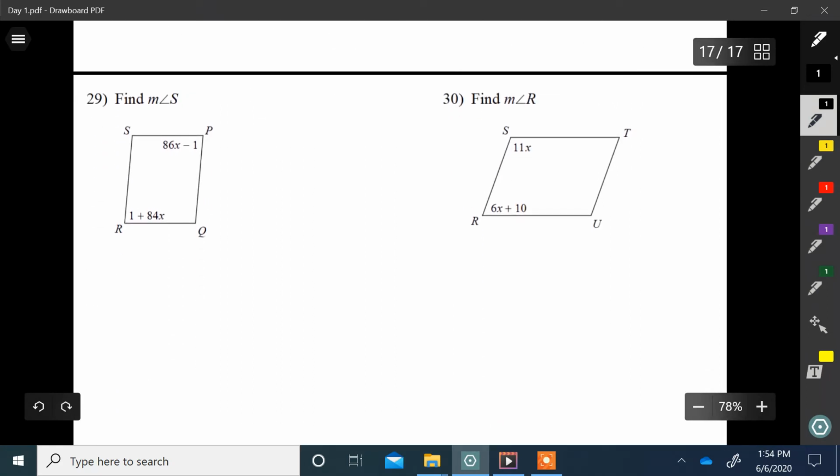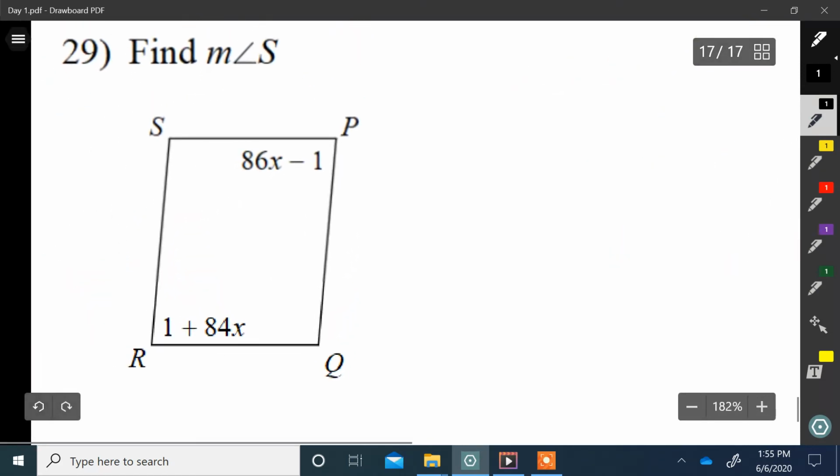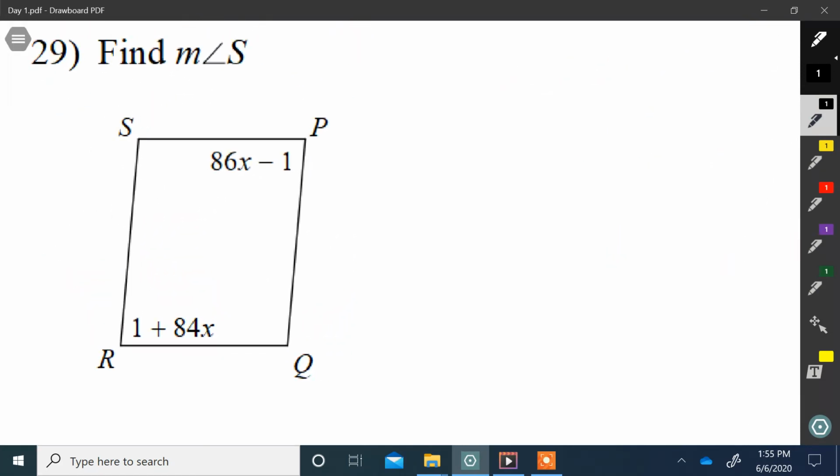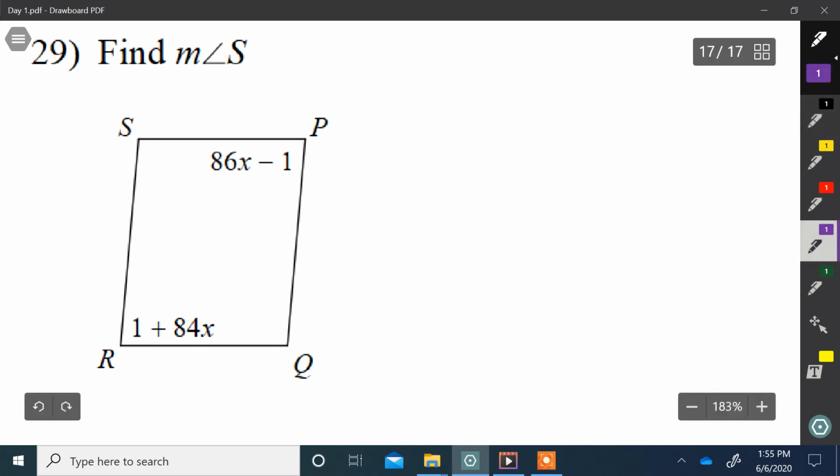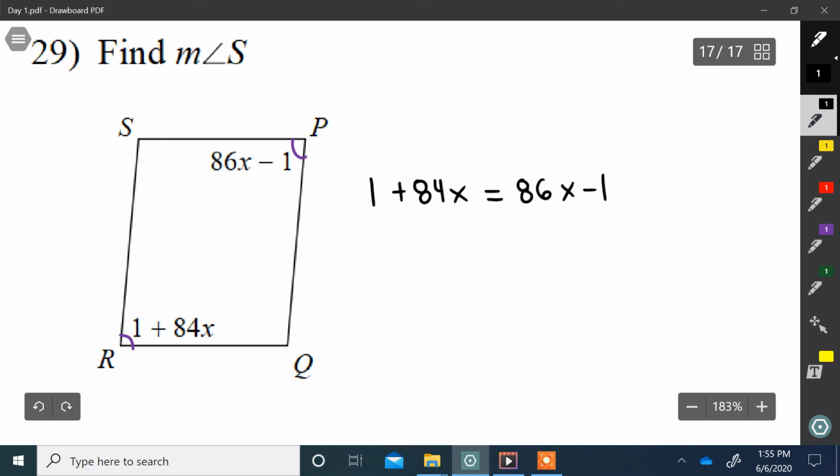Let's do one more problem and then we are done with this video. Let's do this one here. You have to find the measurement of angle S. Well, this and this, we already know that those two are congruent. So 1 plus 84x, that better equal 86x minus 1. Subtract 84x on both sides and you get 2x on this side, and add 1 on both sides, you get 2 on this side. That means that x is equal to 1.